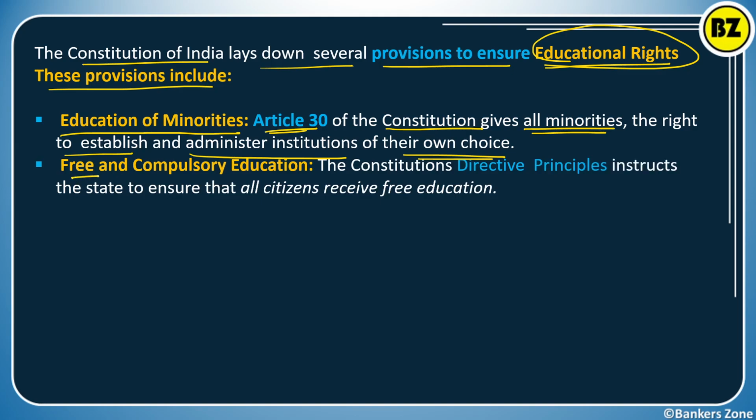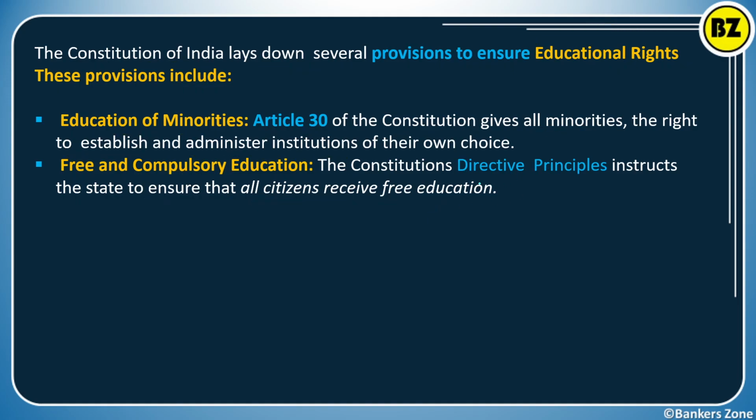Apart from that, free and compulsory education. The directive principles of the Constitution instruct the state to ensure that all citizens receive free education. It is a provision in the Constitution, but it is only a directive principle. Directive principles are not mandatory. These are just a direction where the government should work. It is directed in the Constitution itself that there should be free education for all citizens, but it is not compulsory. It is still not that much implemented, because there is privatization. Private schools are also there, but the government is giving subsidy in the school tuition fee for the backward community also.